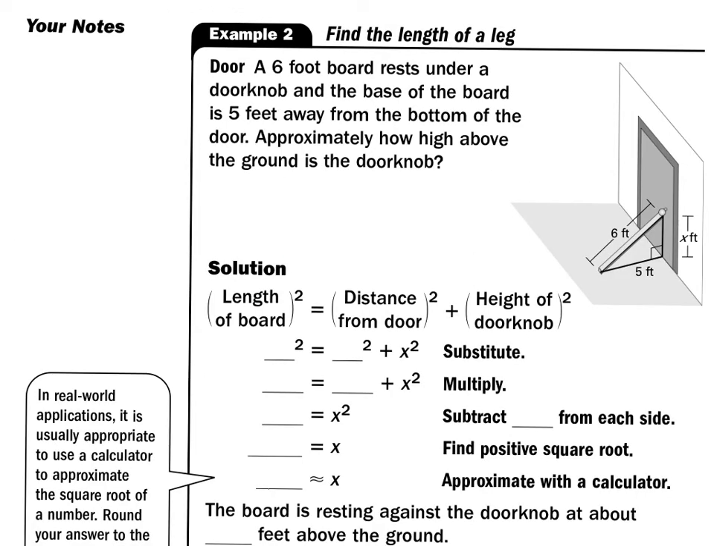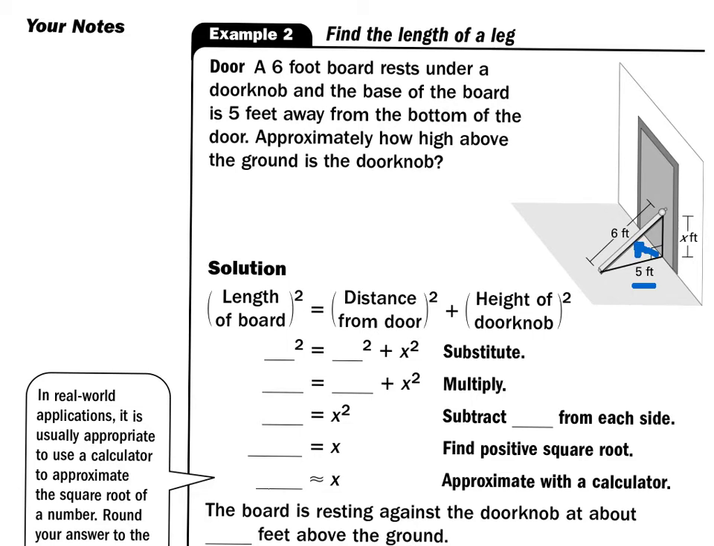Example 2. A 6-foot board rests under a doorknob, and the base of the board is 5 feet away from the bottom of the door. Approximately how high above the ground is the doorknob? Well, if you're given just this story problem without a picture, make sure you draw the picture first. Okay, but we do have the picture over here. So what do we have? We have a side, and then we have the hypotenuse across from the right angle.